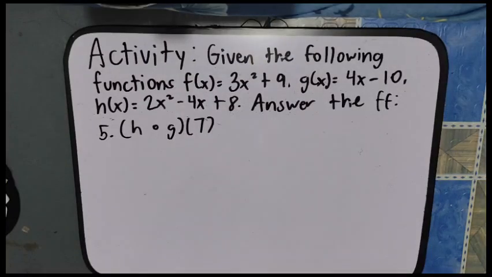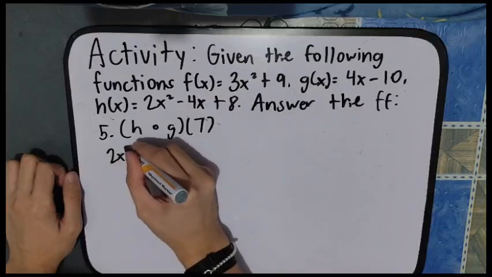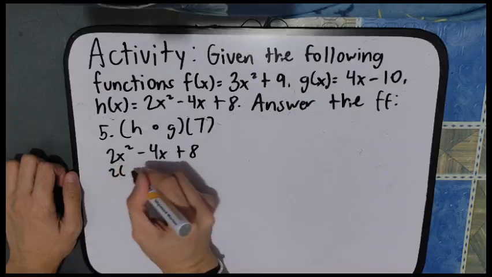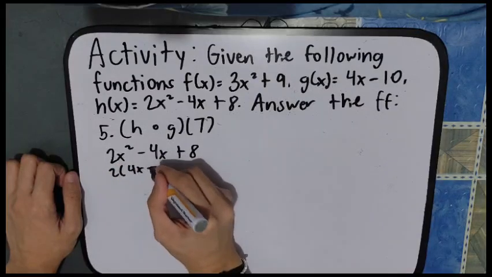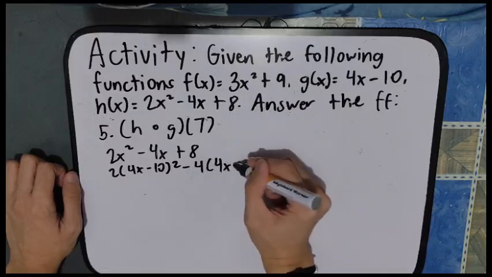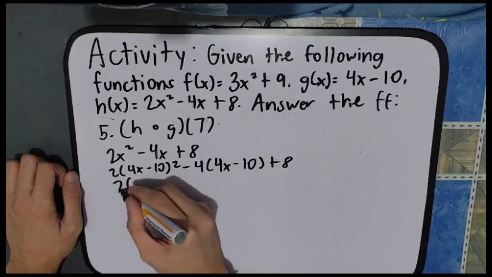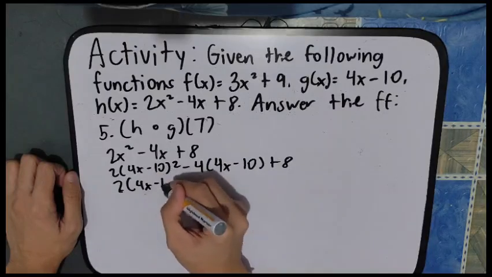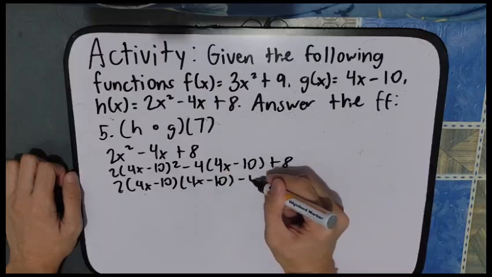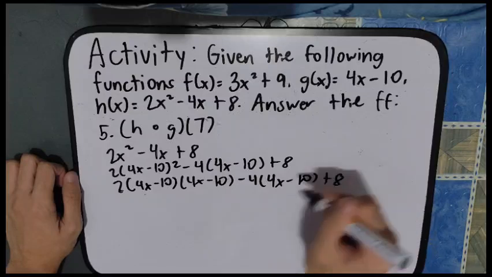So for number 5, we have h of g of 7. So let's do this. Copy and then substitute. 4x minus 10 squared minus 4 times 4x minus 10 plus 8. And then expand 4x minus 10 squared. So times 4x minus 10, then copy 4x minus 10 plus 8.